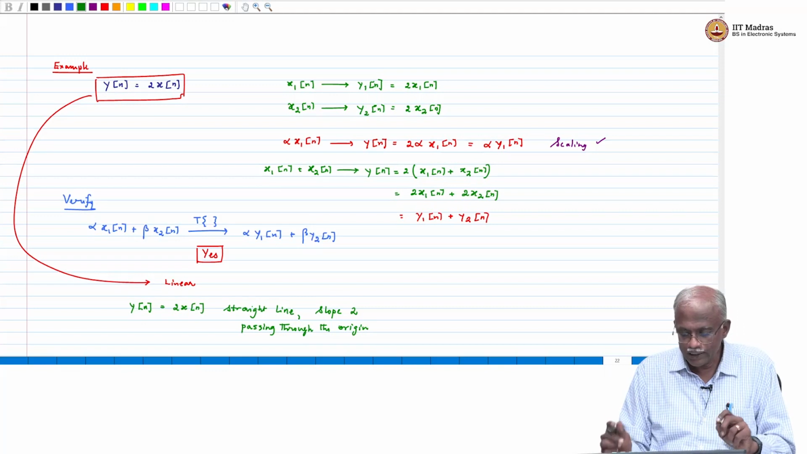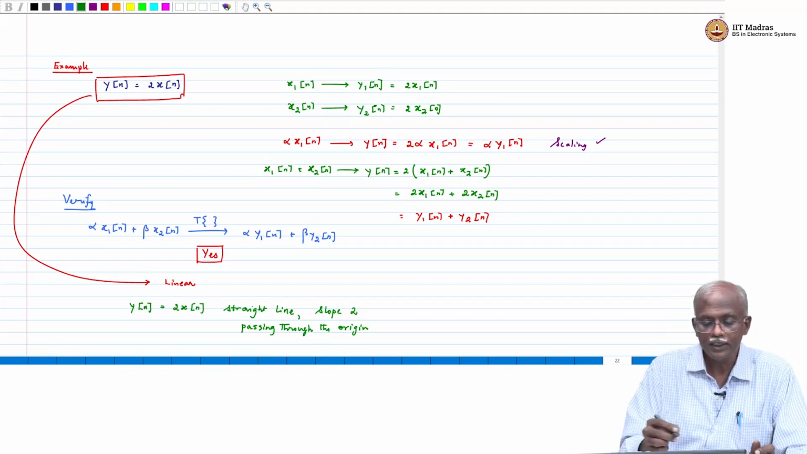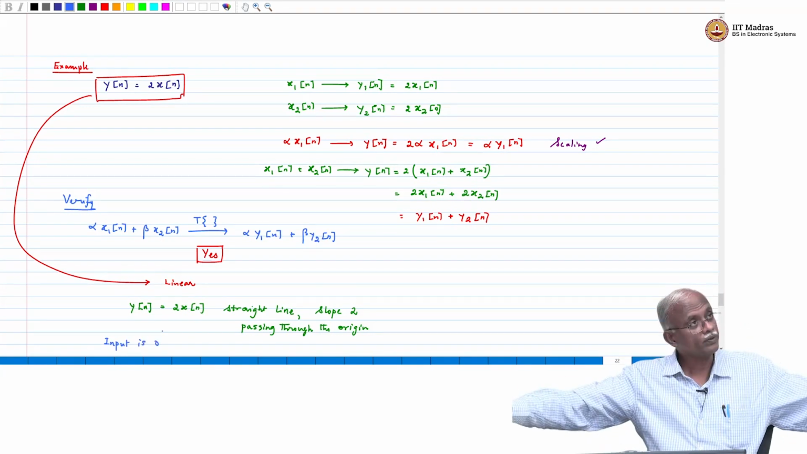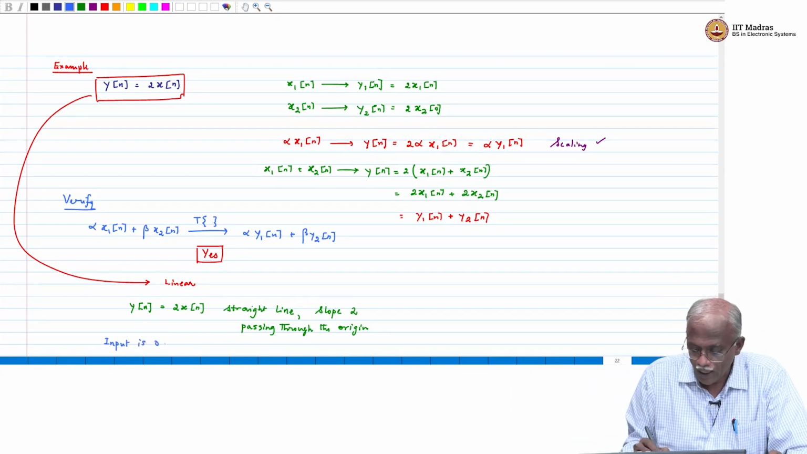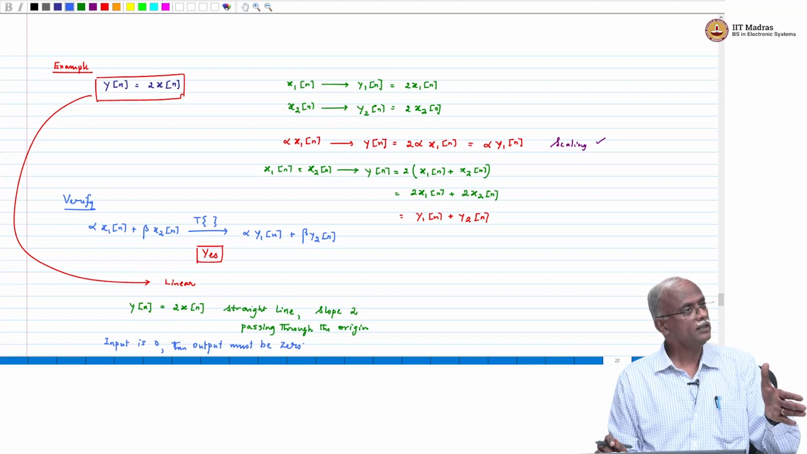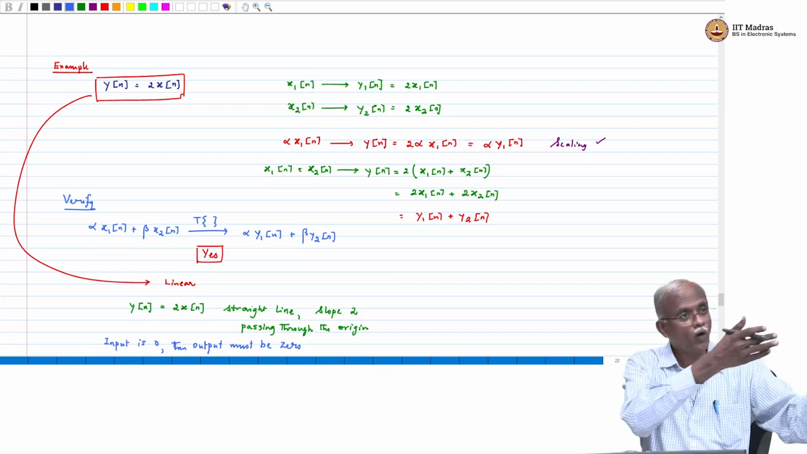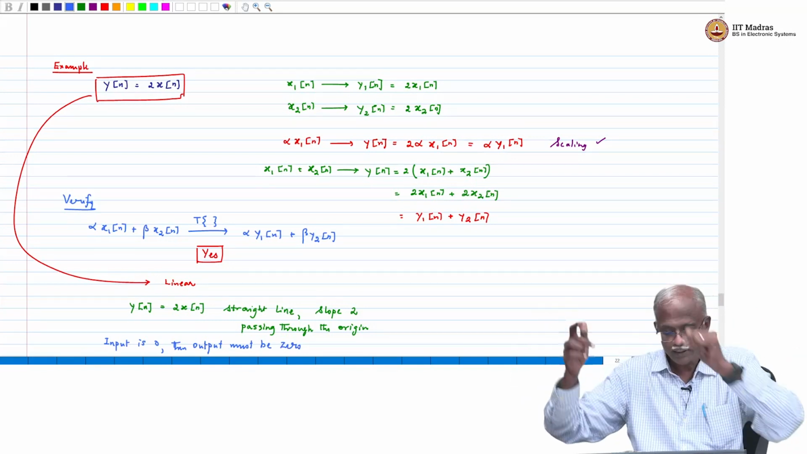Now, this gives a very important observation. If input is 0, that means you have not applied any input, there is nothing, then the output must be 0. Why is that? Scaling. If I put the scaling alpha equal to 0, output has to be 0. It cannot be something else, right?